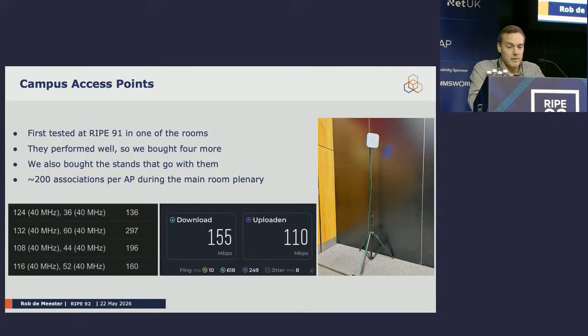Also for this meeting, they again performed quite well. During a busy session in the main room, they would get like 200 device associations while still getting acceptable speeds.